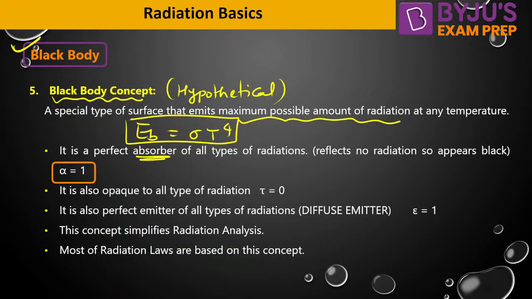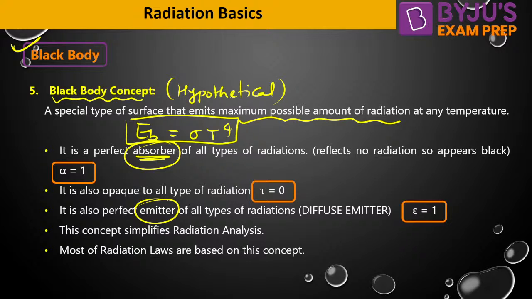Also, the black body is opaque to all types of radiation. Transmissivity will be 0. And because it is a perfect absorber, according to Kirchhoff's law, the black body is also a perfect emitter of all types of radiation. Epsilon will also be equal to 1.